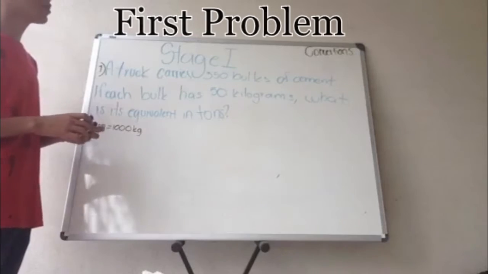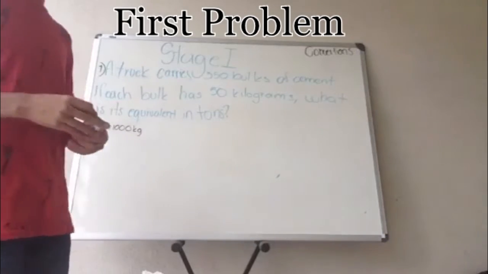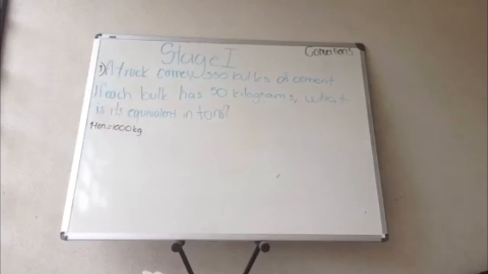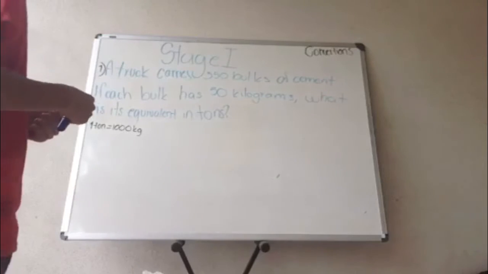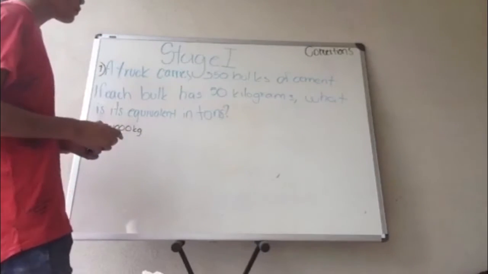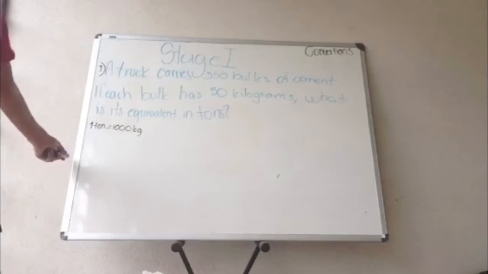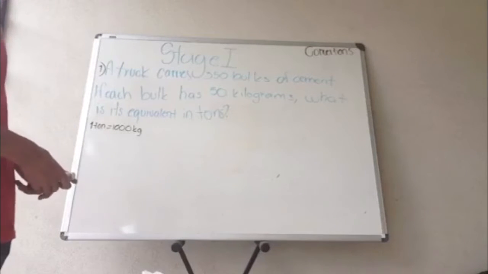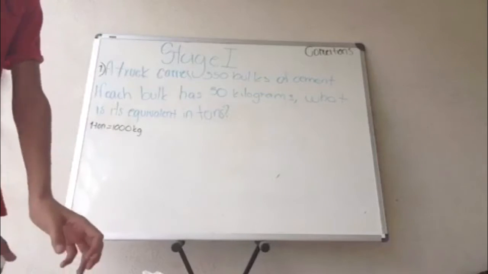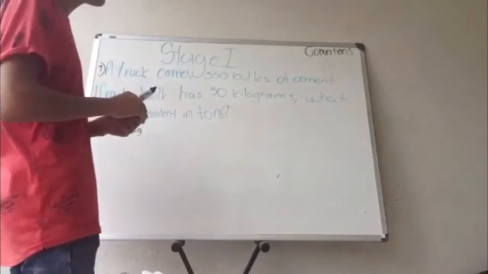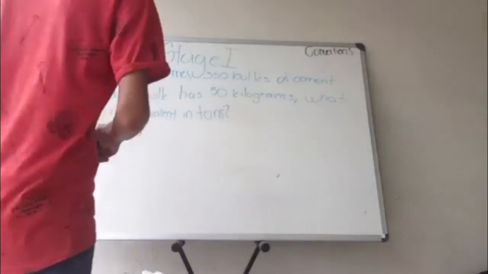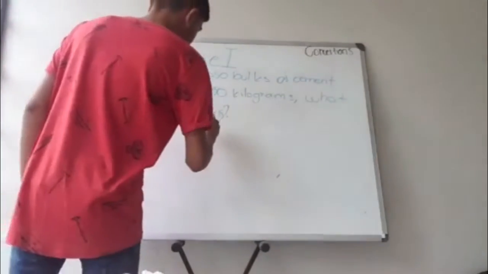In stage 1, we saw conversion. The first problem: a truck carries 250 bolts of cement. If each bolt has 50 kilograms, what is its equivalent in tons? So we know that a ton is 1,000 kilograms. So first we're going to have to know how many kilograms are in the 250 bolts.